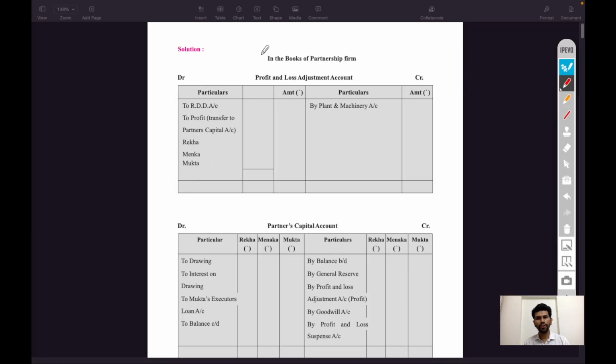So in the books of partnership firm, first we will prepare profit and loss adjustment account, that is revaluation account. Debit side, credit side is given. On the debit side, we will record all types of notional loss and expenses. On the credit side, we record all types of notional profit and income, if any.